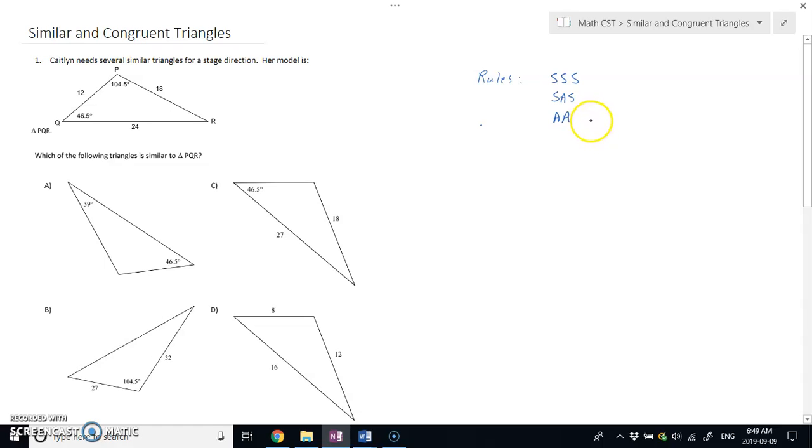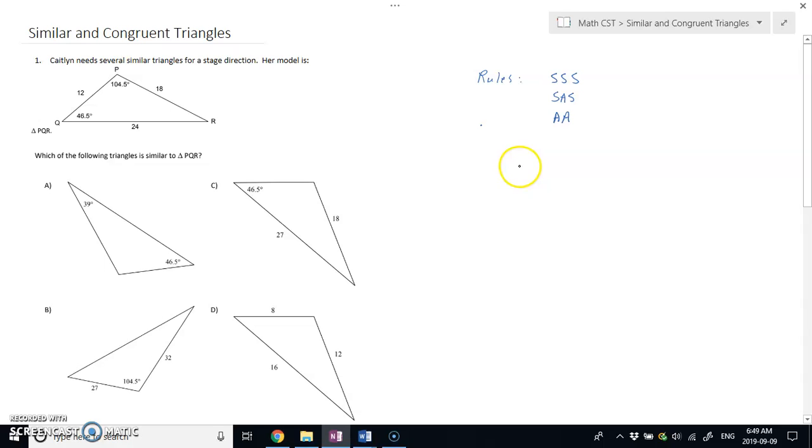Now remember, there's no rule such as angle, side, side, or side, side, angle. And so if you see that in one of the multiple choice questions, then that's definitely a no-go. The other thing is that for similar triangles, we're looking for proportionality. So the sides won't be exactly identical, but they should be identical in terms of their proportion.